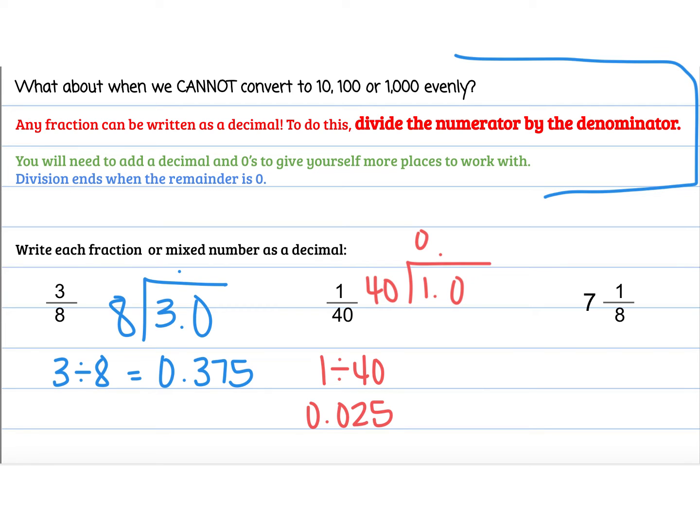The next one, 7 and 1/8. So I'm going to keep that 7 out front. And then I would type it in as 1 divided by 8, which would be 125 thousandths. And again, do not forget to include the whole number in front of the decimal in your ones place.